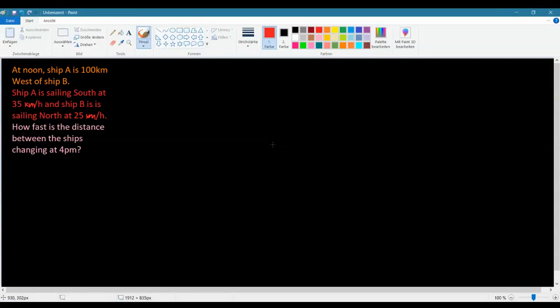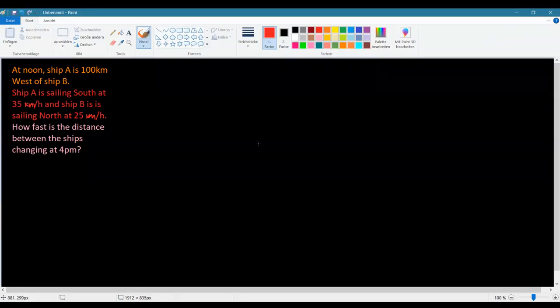Okay, today we're going to do another related rates problem. At noon, ship A is 100 kilometers west of ship B. Ship A is sailing south at 35 kilometers per hour, and ship B is sailing north at 25 kilometers per hour. So, how fast is the distance between the ships changing at 4 p.m.?